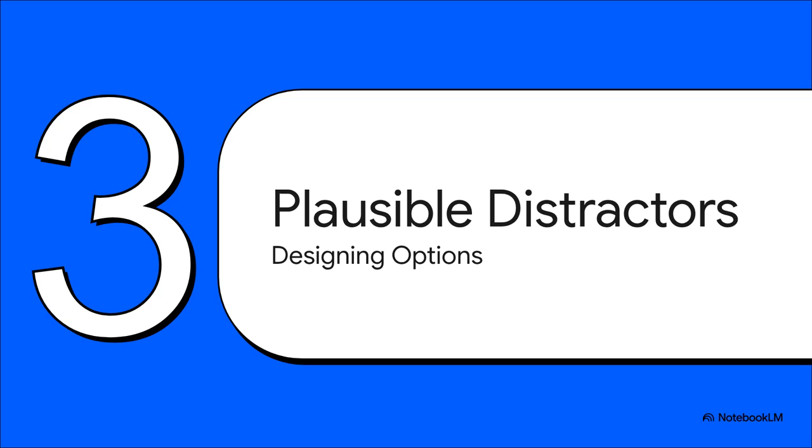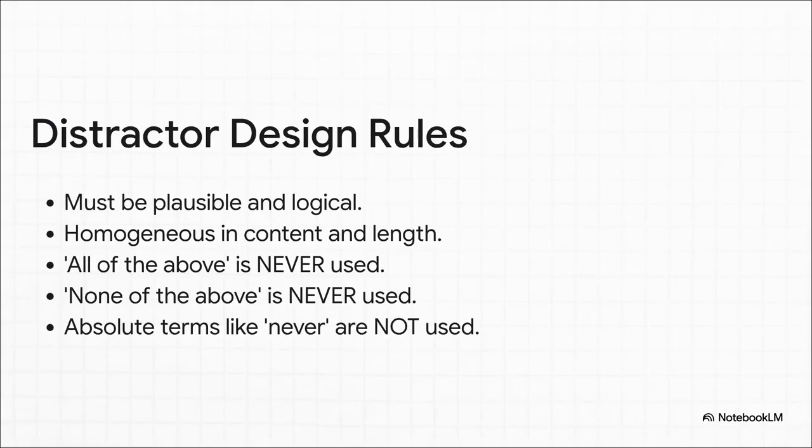Section 3. Designing plausible distractors. So once you have a perfect STEM, you need brilliant incorrect options. The main thing to keep in mind here is that we are diagnosing misconceptions, not tricking our students. Distractors must be plausible, logical, and consistent in length. You also have to eliminate lazy fallbacks like all of the above or none of the above, because honestly, high-quality test options should be randomized.